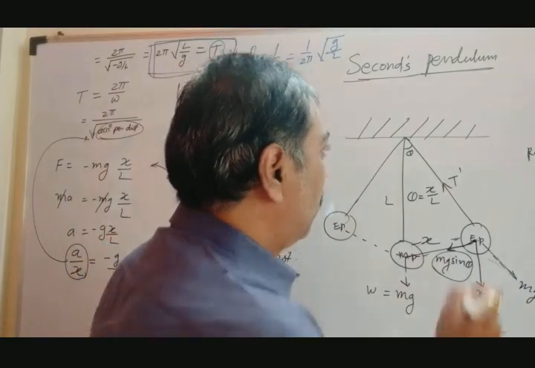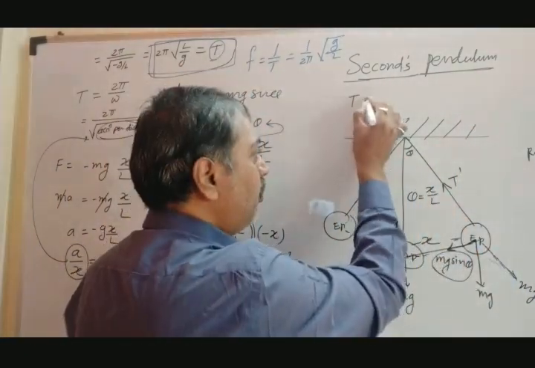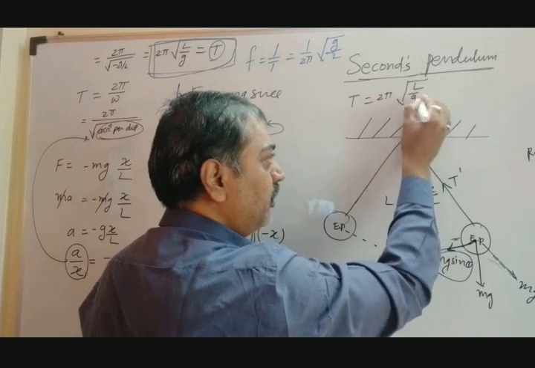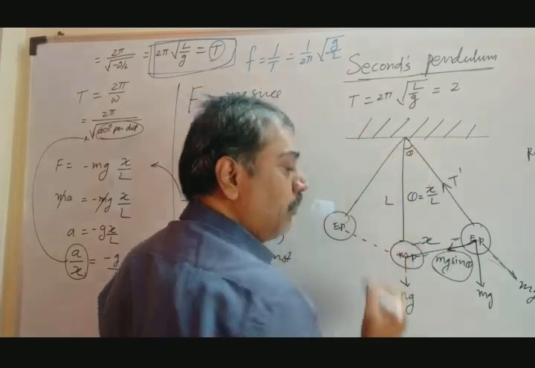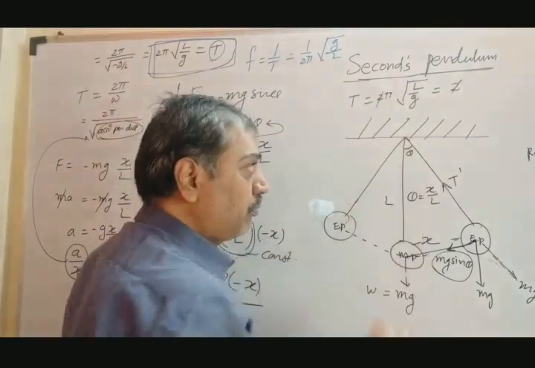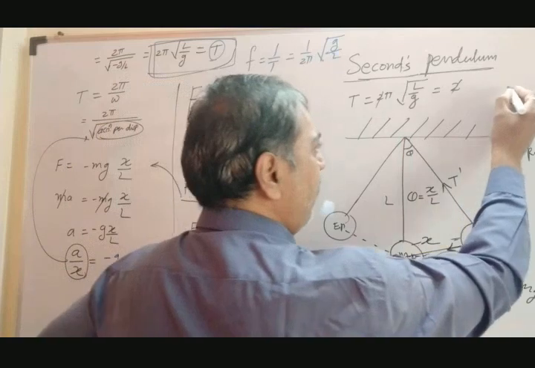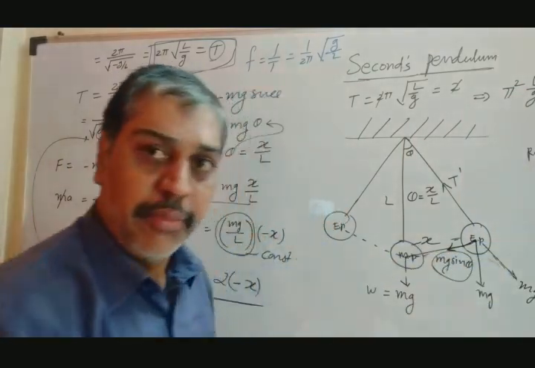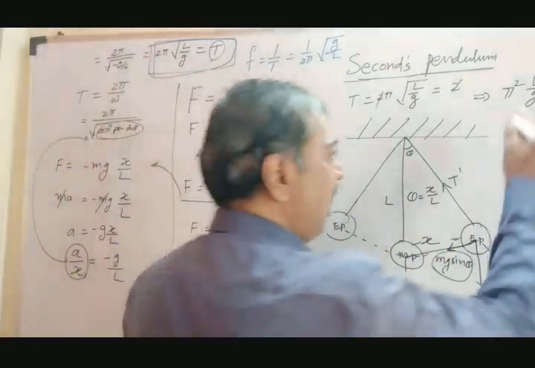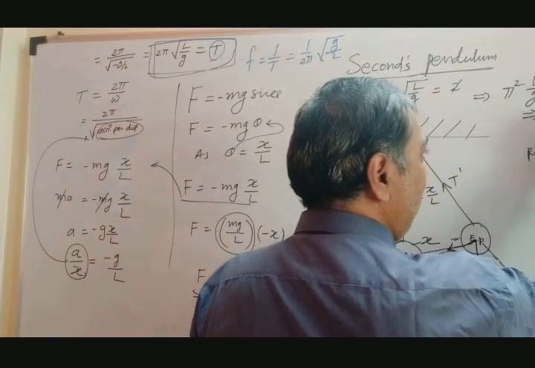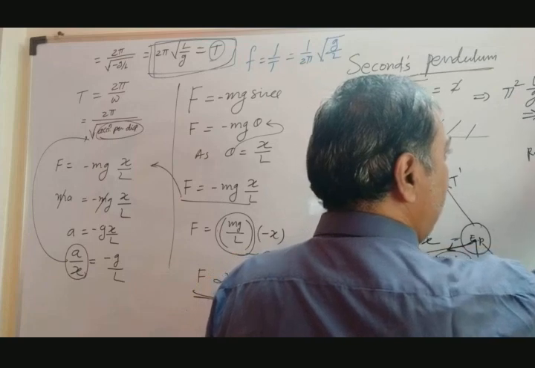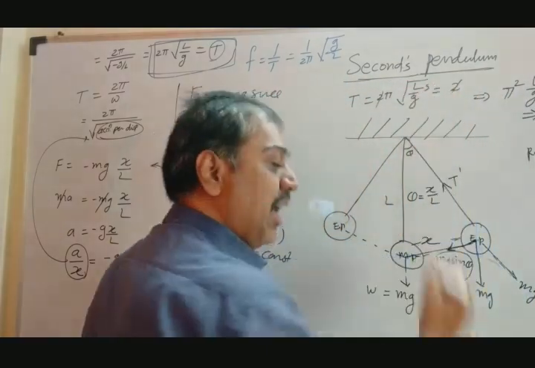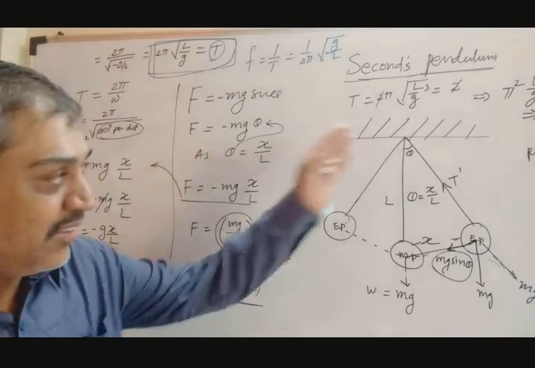For that, as we know the equation for simple pendulum, T equal to 2 pi square root of L divided by G. And this must be equal to 2 seconds. This 2 cancels with this 2. Square both sides. What do we get? This implies pi square L by G equal to 1. What is L equal to? This implies L equal to G divided by pi square. And this is the length of seconds pendulum. So they have taken it here as L suffix S, seconds pendulum.